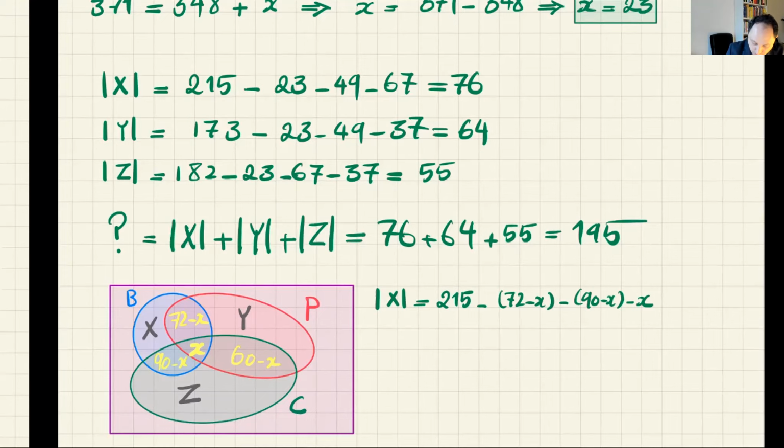If you calculate this, it becomes 215 minus 72 plus X minus 90 plus X, and then you have a minus X. So then this becomes how much? You need to calculate. 215 minus 72 minus 90, these are the only numbers. It is 53. And then one of these X's and this X are canceled, so it is plus X. And this is the cardinality of this set.